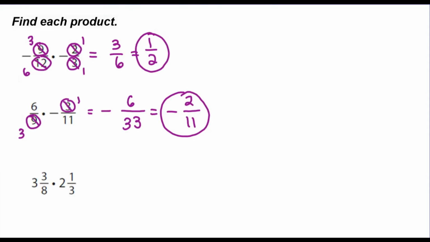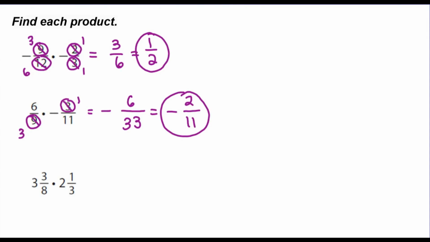How do you multiply mixed numbers? A lot of people will multiply the whole numbers together and then multiply the fractions together and get something like 6 and 3/24. And that is actually incorrect. You won't get the right answer if you do that. If you're going to do this by hand, you have to convert these to fractions, not mixed numbers.